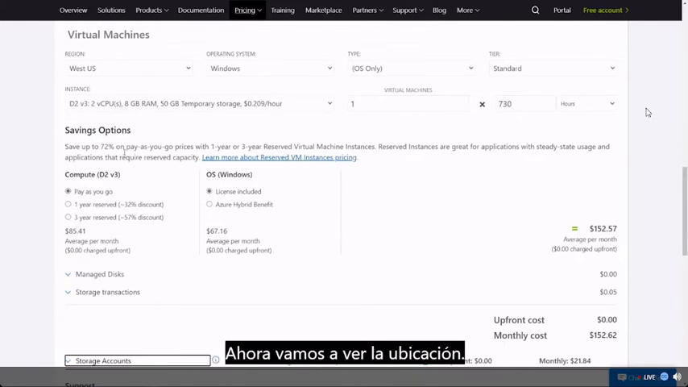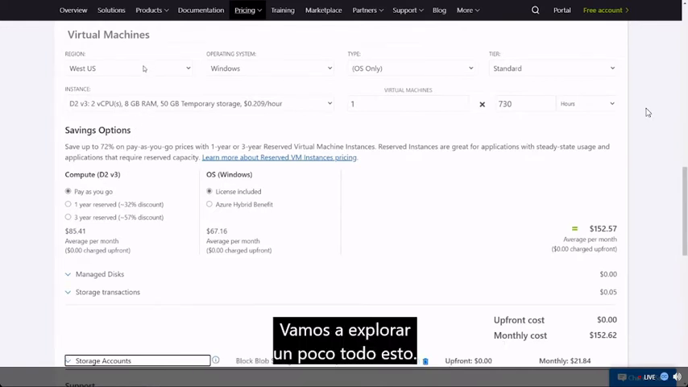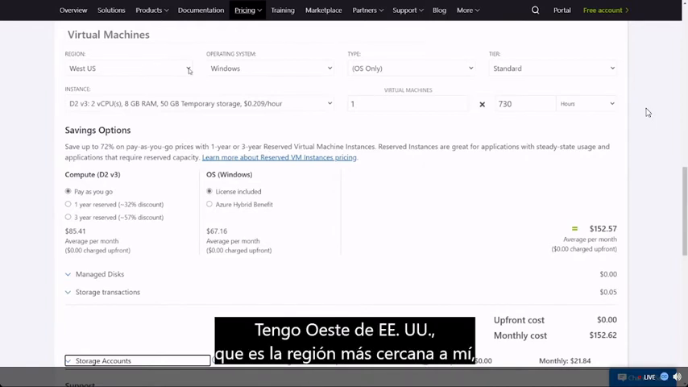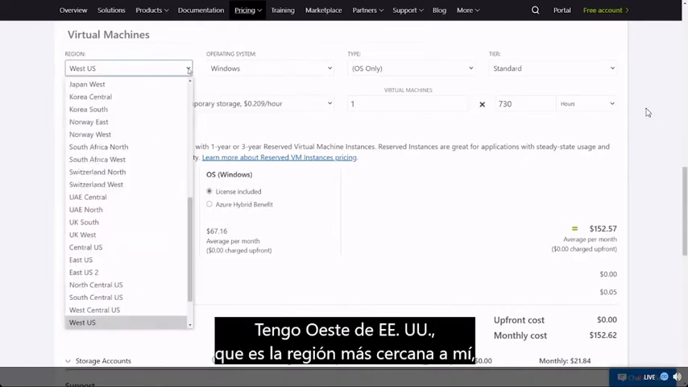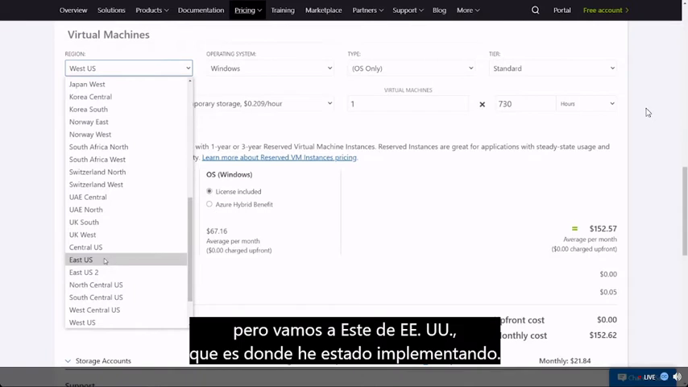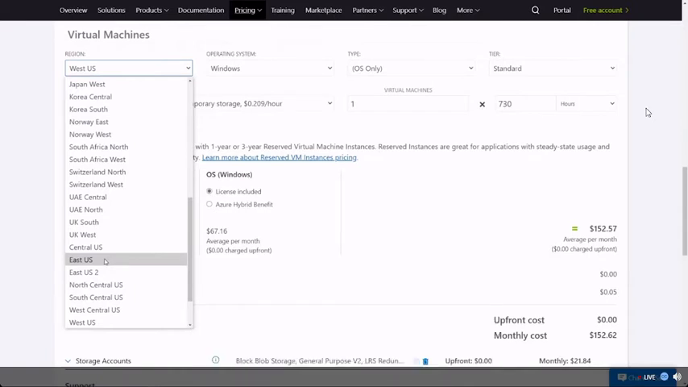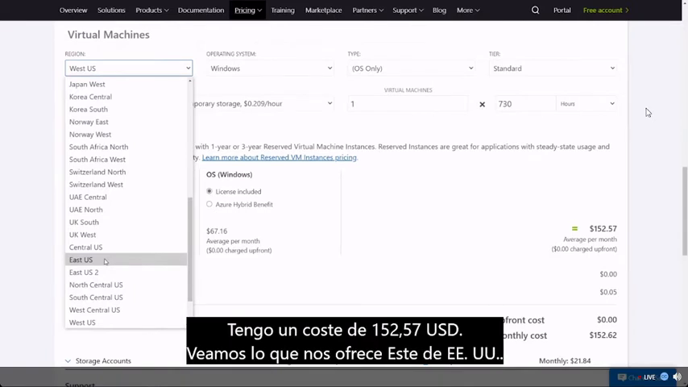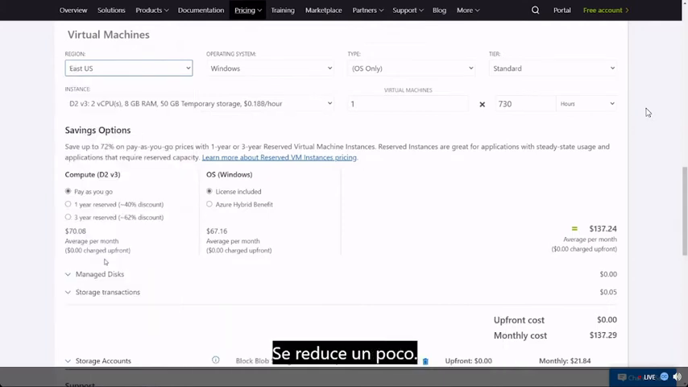Second, let's look at location. So let's just play around with this a little bit. West US is the region closest to me, but let's go to East US, where I've been deploying. So we're at 152.57. Let's see what East US does. It drops it down a little bit. Now, I always pick East US.